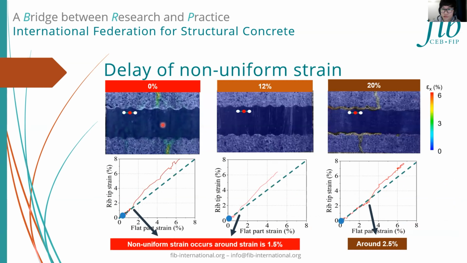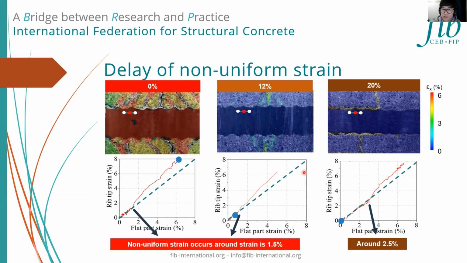This slide shows the increasing trend of the strain below the rib tip and the strain below the flat part. The red point in the top side measures the rib tip strain, and the average strain value at the white point represents the flat part strain in the bottom side graphs. It is observed that in the uncorroded and 12% cases, the strain increased together until the strain value reaches 1.5%. After that, the rib tip strain is higher, meaning that non-uniform local strain occurs in the reinforcing bar.